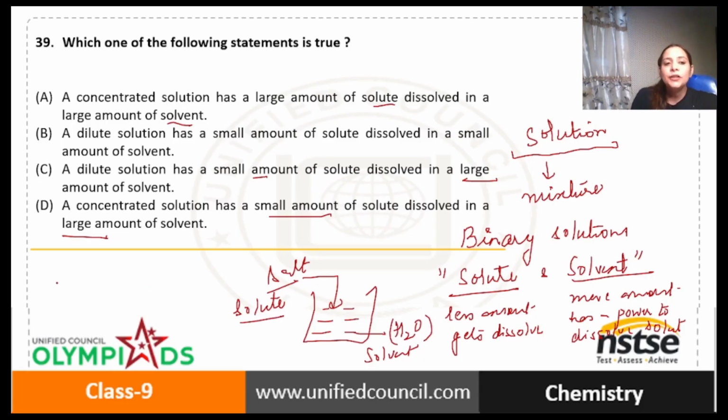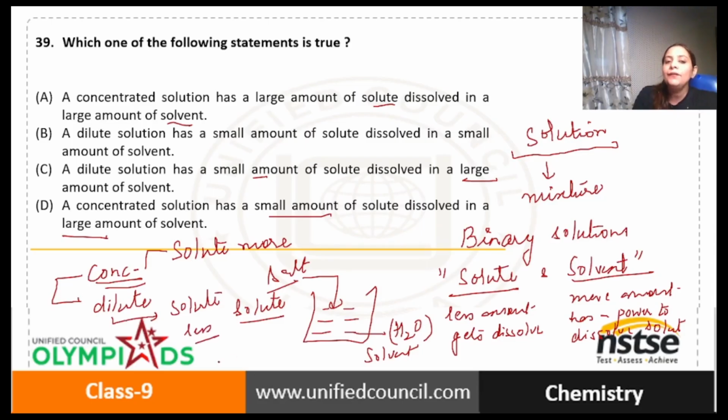Now we have solutions based upon the concentration of solute and solvent, that means how much solute is present in a solution. Based on that, we can classify solutions into two categories: concentrated solution and dilute solution. A concentrated solution has more solute in comparison to solvent, and a dilute solution is one where the solute is present in less amount and the solvent is comparatively more. We can make any solution concentrated or dilute depending upon the amount of solute that we add. Now I think you will be able to find the statement which is true.